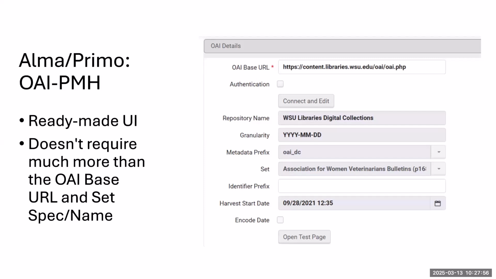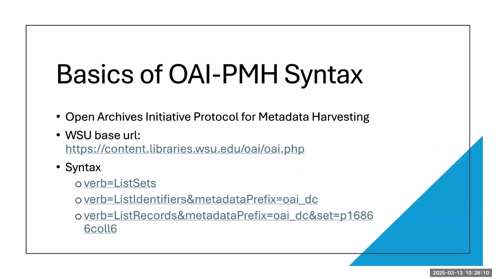But you don't always get that option. And so I thought it would be good to talk about what's actually going on behind the scenes in case you need to create your own version of this so that you can get your own data in a different way. But to talk about that in general, I figure we need to back up and talk about the basics of OAI-PMH, and the syntax that's used to go and get that information or those records.